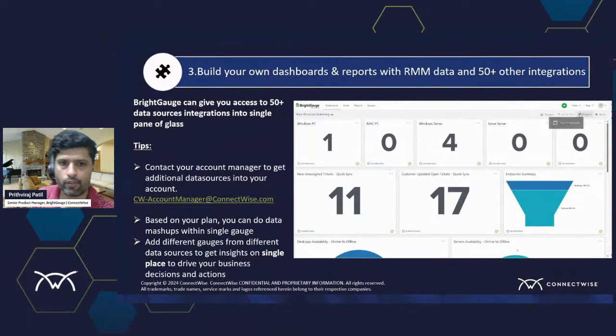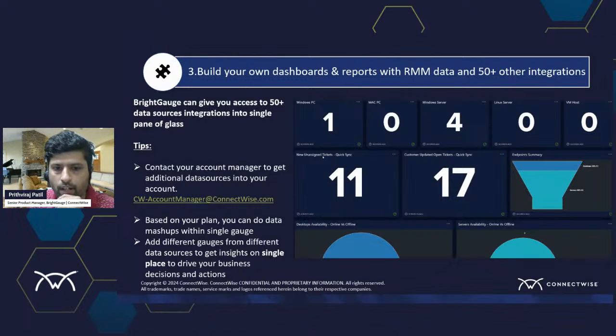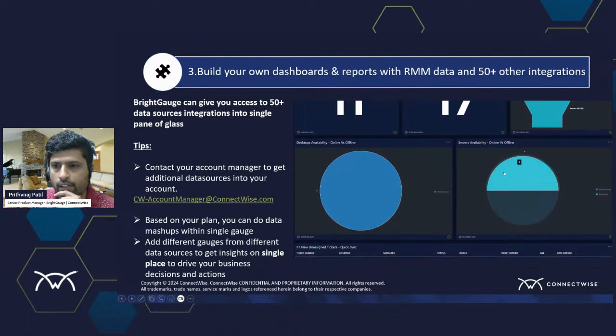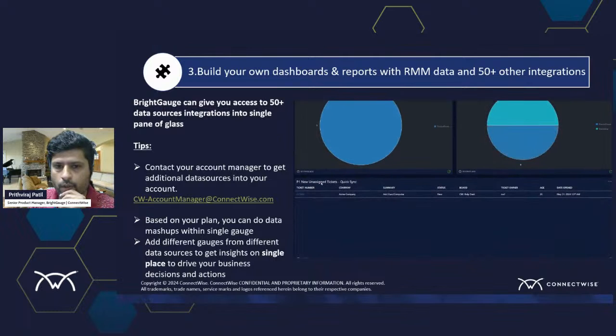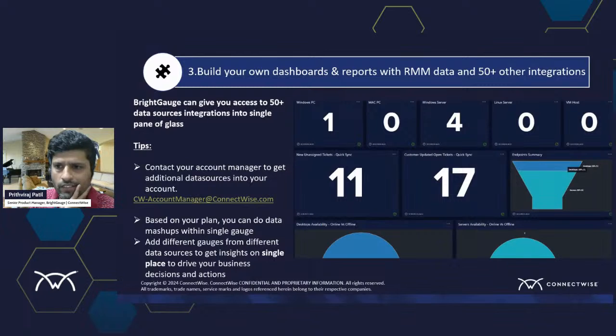So this is one of the views which I have created, where I can see the different devices that are coming from an RMM, and I am also showing the different tickets for that particular site, where I'm seeing the status of those different endpoints as well as the tickets that have come in. So all the good stuff could be done where you can bring the data from different sources together in a single pane of glass, and gain the insights which will drive your business decisions and actions.